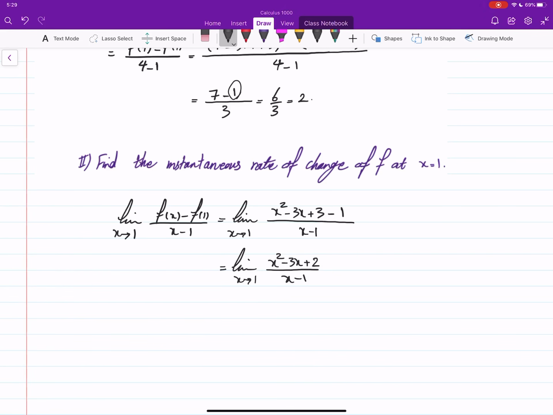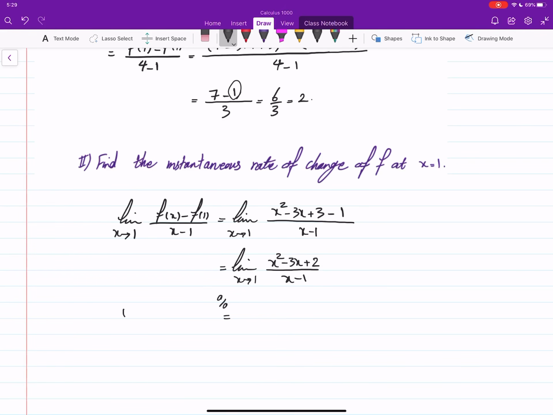Well, we have a quotient, so use the quotient law. But here is something you notice right away. The denominator is 0 as x goes to 1. The limit of the denominator is 0, so I cannot use the quotient law. If that happens, we have to see what happens in the numerator. You see the limit of the numerator is also 0. So we have 0 over 0.